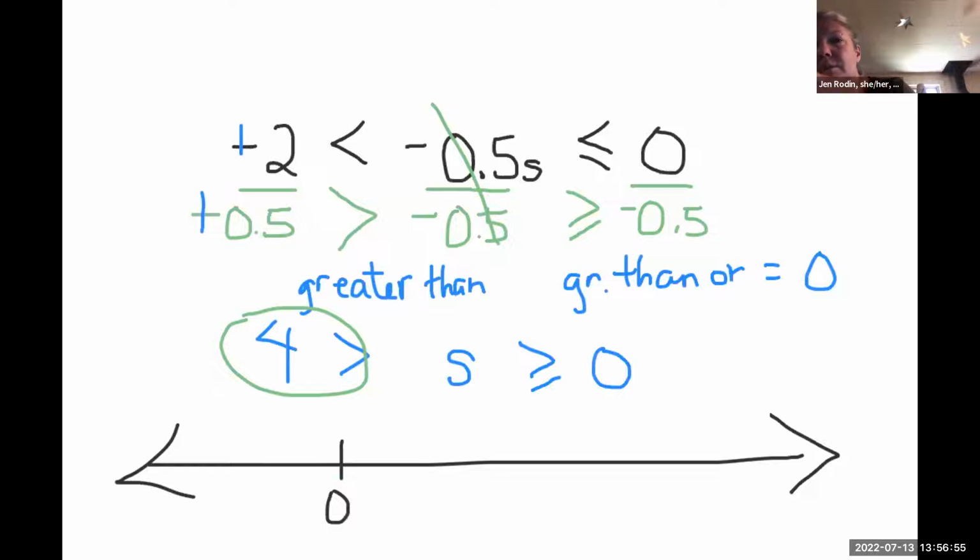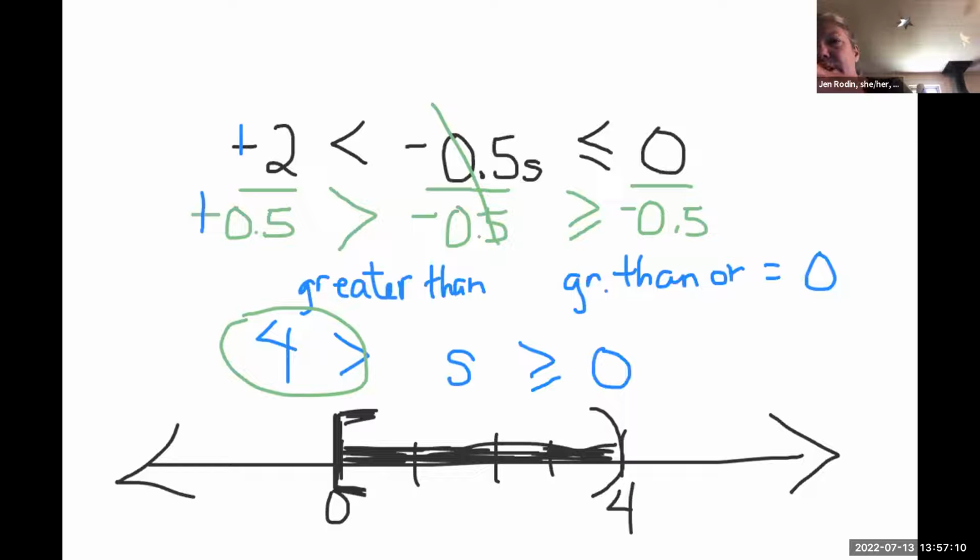So here's 0, 1, 2, 3, 4. At 0, the bracket is closed, the or equal to. At 4, it's open. S is every single number that's possible in that shaded area. S is all that business. So that might be easier than rewriting it. It's up to you, but that's correct. We could do another test point. What if I tested it with +2?